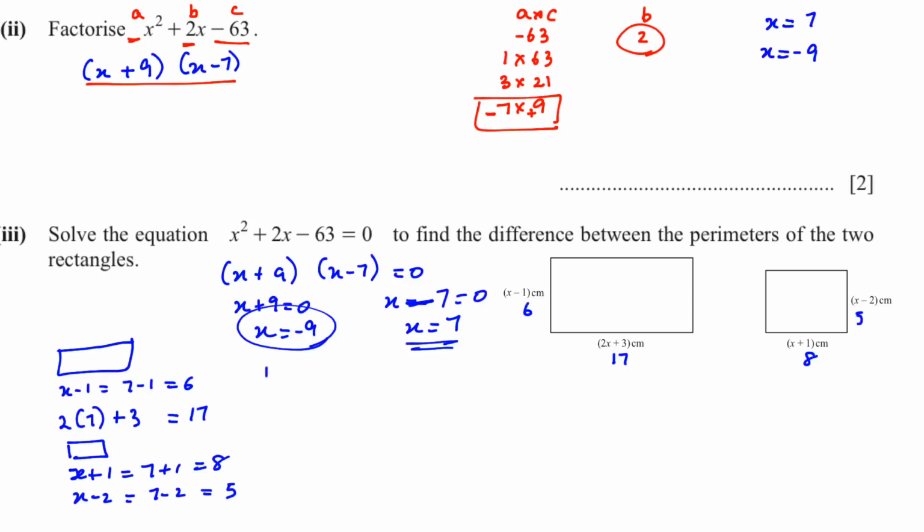To find the perimeter, you can use this formula, 2 times (length plus width). So of the big rectangle, it will be 2 times (6 plus 17) minus 2 times (5 plus 8). That will give us 20. So this is the difference between the perimeters of the two rectangles.